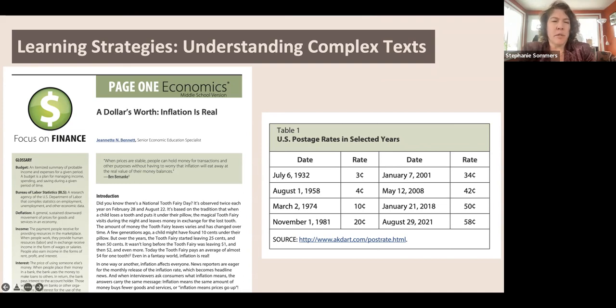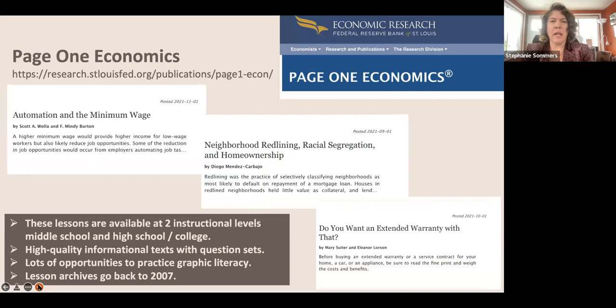So this was from December of 2021. This one is about inflation. Again, I think such a very relevant topic right now. These lessons are available at 2 levels. So there's a middle school level, and then there is a high school/college level. They are dense, but I think you could easily pull out a piece of them and make them more accessible for students. So here, this is what it sort of looks like.